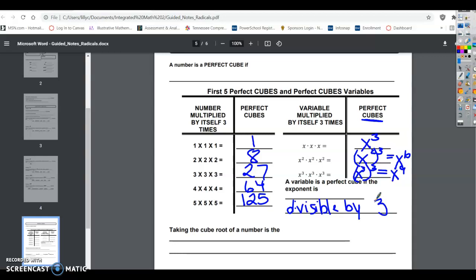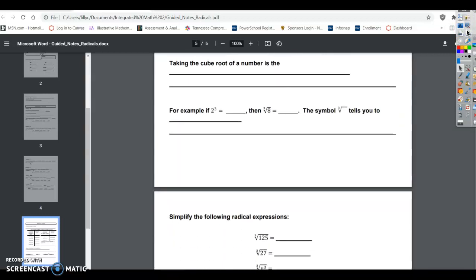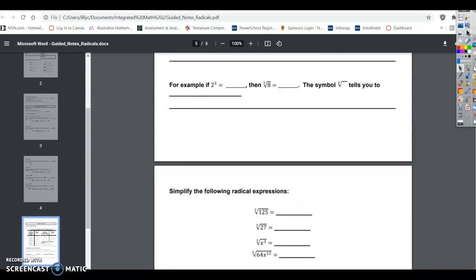All right, taking the cube root of a number is the same as the square root, except it has an exponent of 3, or it's got something multiplied by itself 3 times. So it's going to be very similar to what we looked at with square roots. For example, x cubed equals 8, and the cube root of 8 equals 2.